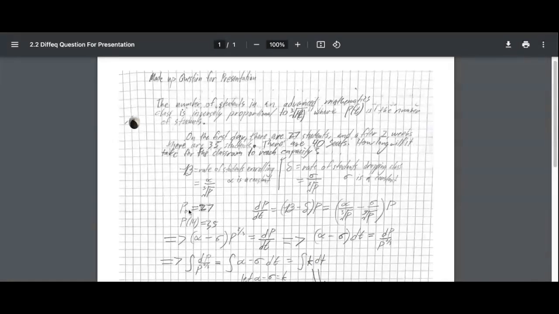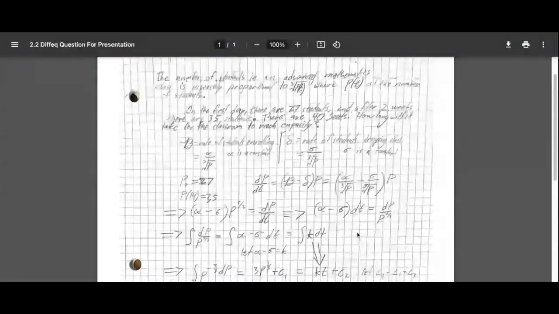P naught, basically p at time 0, is equal to 27. That's how many students we start off with. P at 14 is equal to 35, because 2 weeks is 14 days, and we're using days as a unit here. And then here's the original formula, dp over dt equals beta minus delta, all of that times p, the number of students. And so we can substitute in our beta and delta for alpha over cube root of p minus sigma over cube root of p, all of that times p.